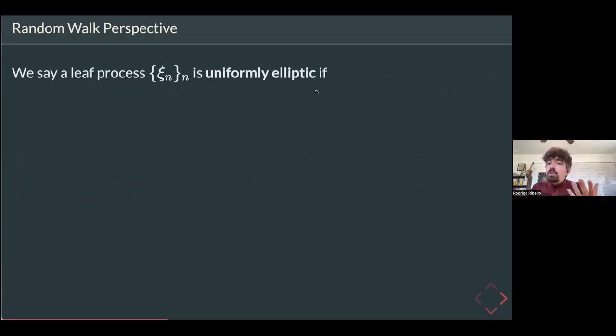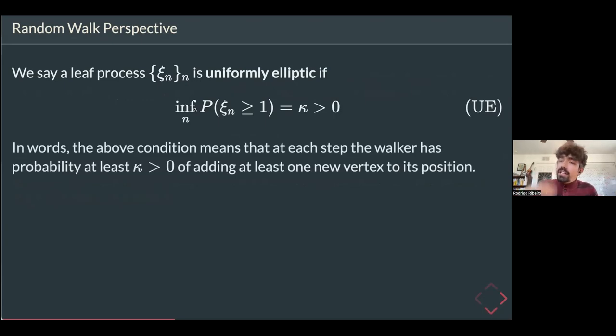And we also have a stronger notion, which is uniformly elliptic. The leaf process is uniformly elliptic if the infimum of this probability is positive, bounded away from zero. In words, what is the effect of this uniform elliptic condition on the walker? It means that at each step, the walker has a probability of at least kappa of adding at least one vertex. And this feature, that you can add at each step at least one vertex with a probability bounded away from zero, is crucial.